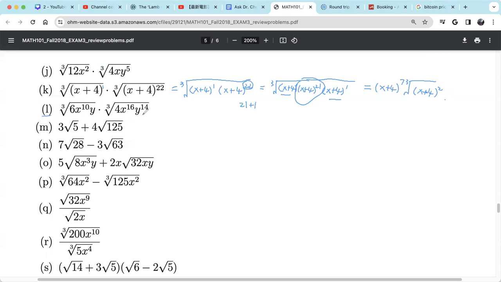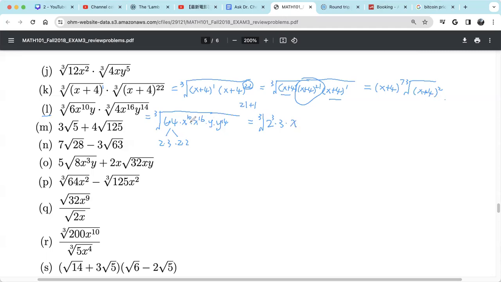Well, let's see L. We'll do the same thing. Because all is under the cubic root, I have 6 times 4, 6 times 4, then times x raised to 10, times x raised to 16, times y raised to 14. Well, we're looking for cubes, right? 6 times 4 is 24. So 6 is 2 times 3. 4 is 2 times 2. So we get 2 cubed inside. So cubic root of 2 raised to 3 times 3.